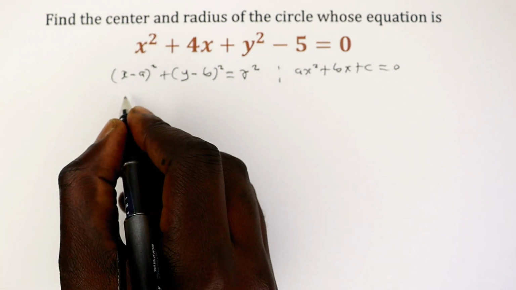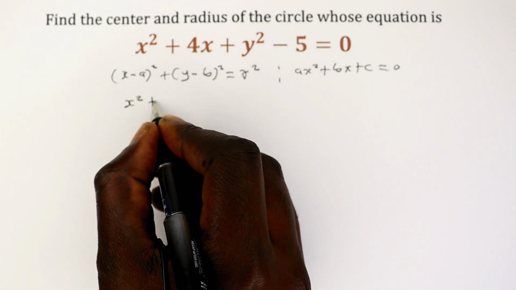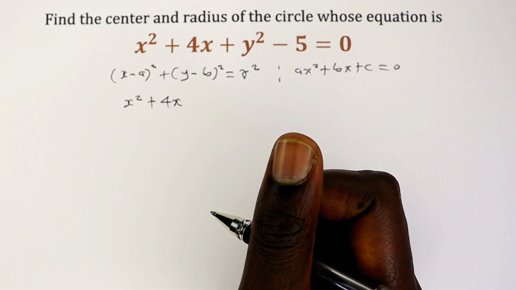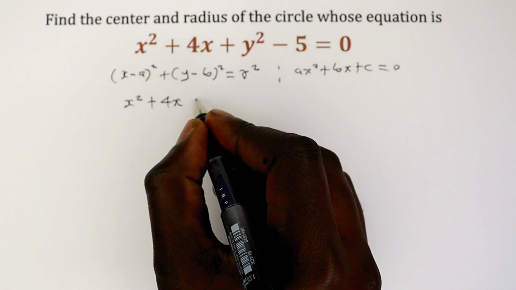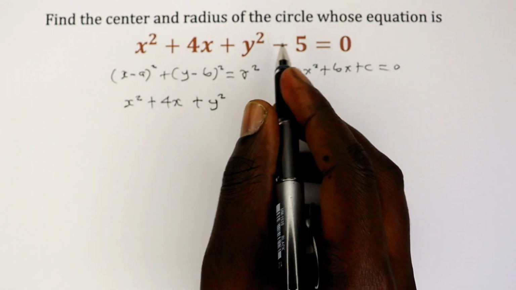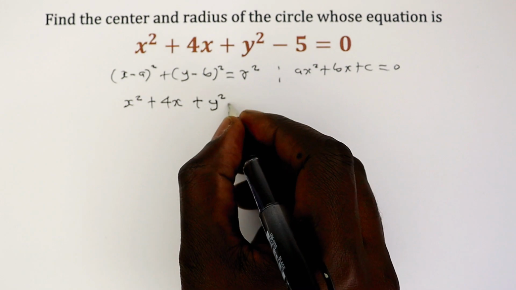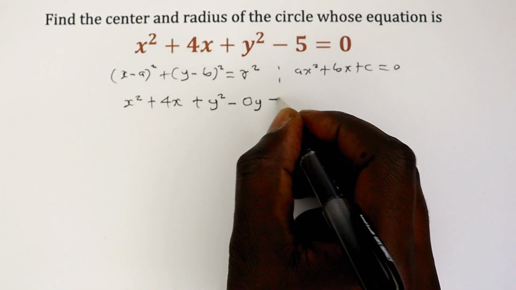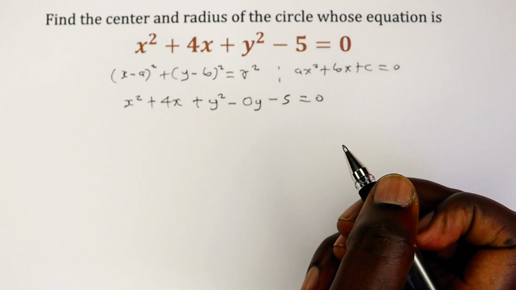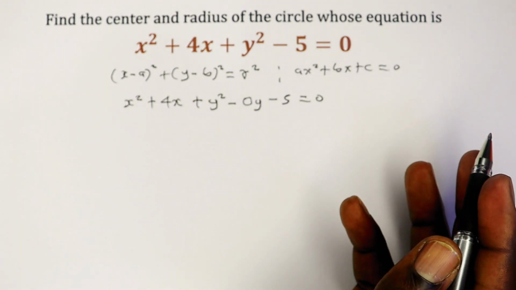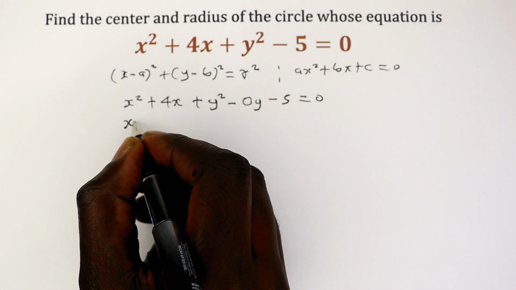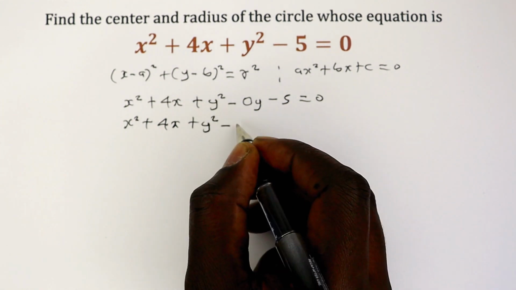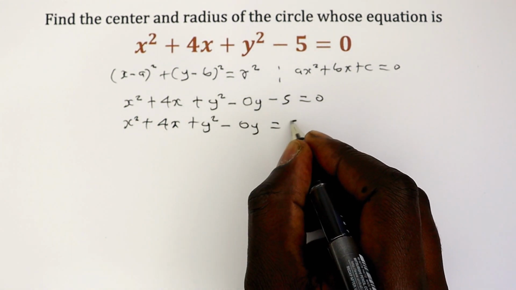So we'll have x squared plus 4x, and that is complete for the x variable there. For y, we have y squared, but there is no b, so we can represent b by 0, so that our equation looks like that. So minus 5 is equal to 0. So let us take the constant term to the right hand side, so that we have x squared plus 4x plus y squared minus 0y is equal to 5.